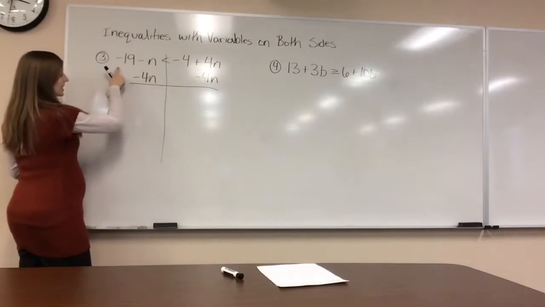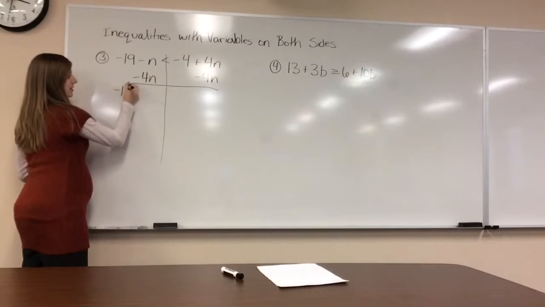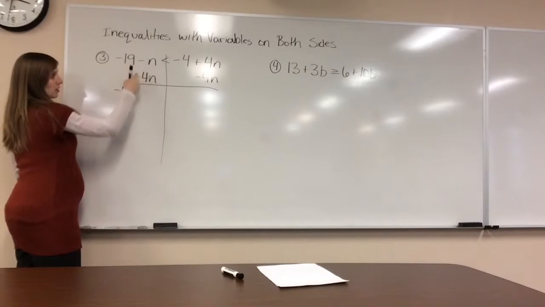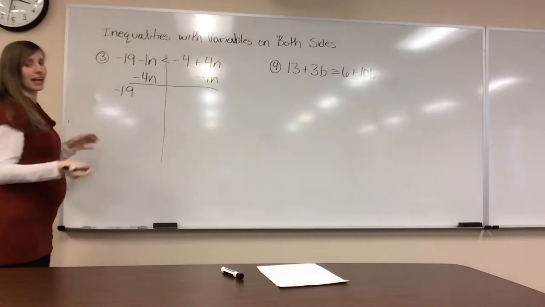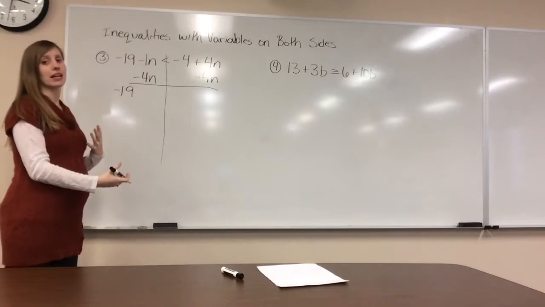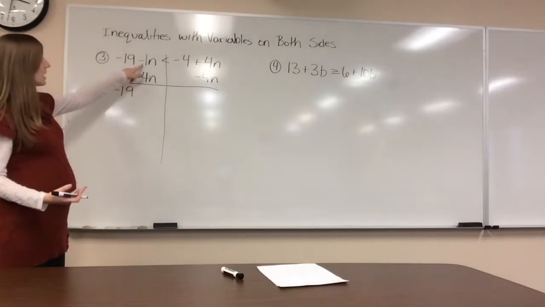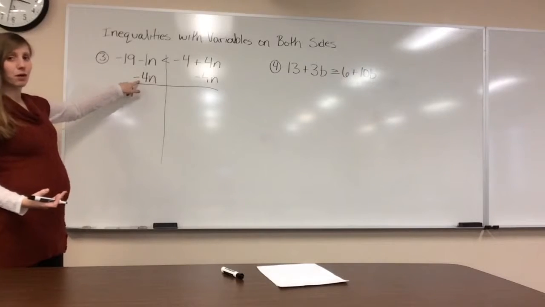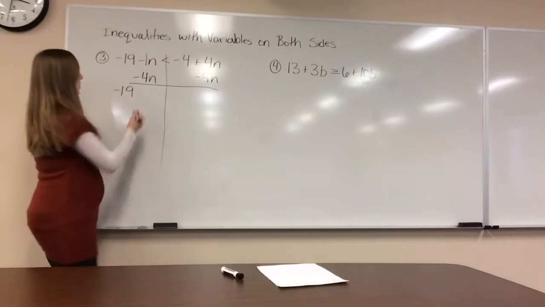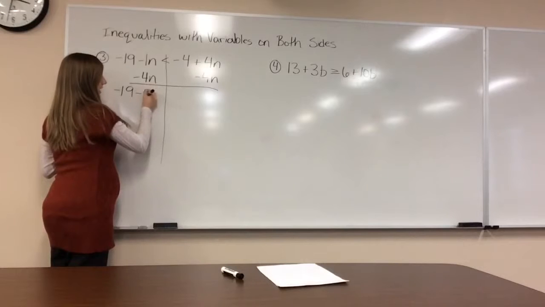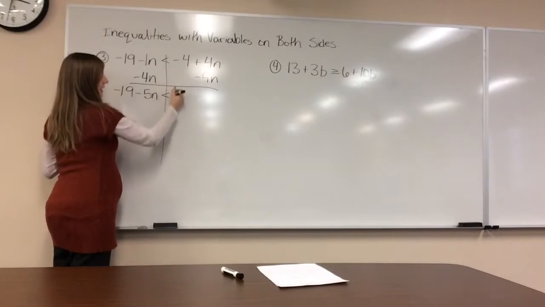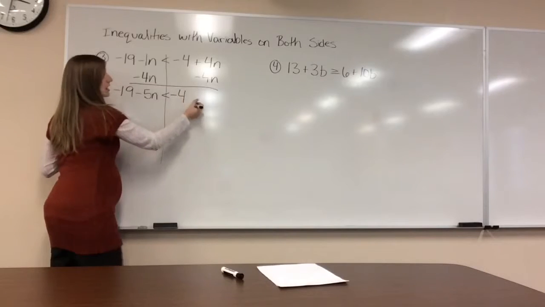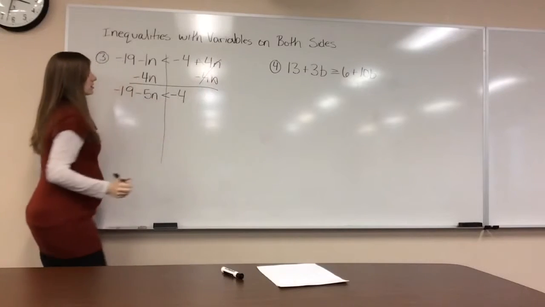Now my negative 19 will stay the same, but I can go ahead and combine my n's. Remember, this is a negative 1n. They didn't write the 1, but I'm going to go ahead and put it in the problem. So negative 1n and negative 4n, the signs are the same, so I add them, and I get negative 5n is less than. My negative 4 just comes down, and these 4n's cancel.